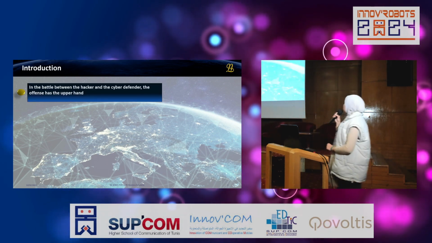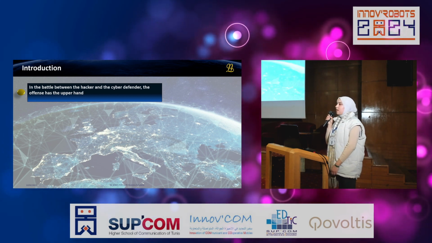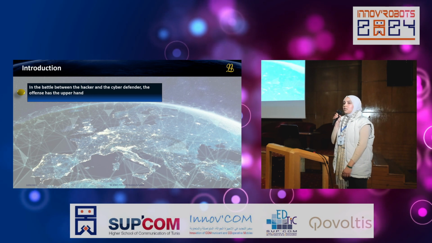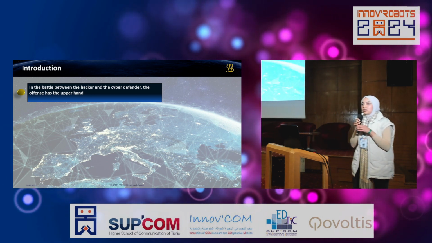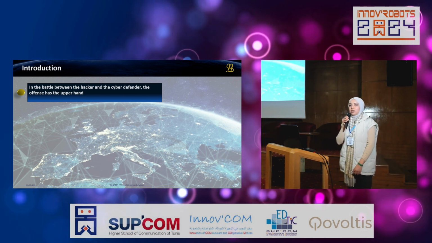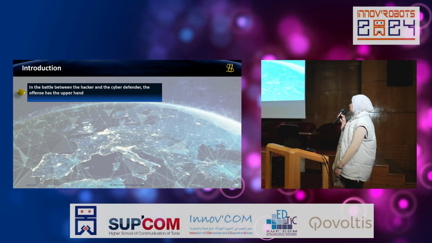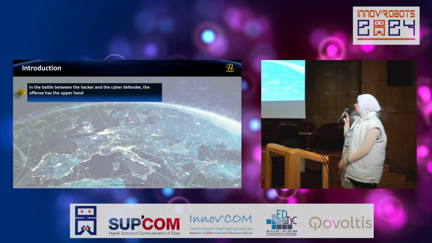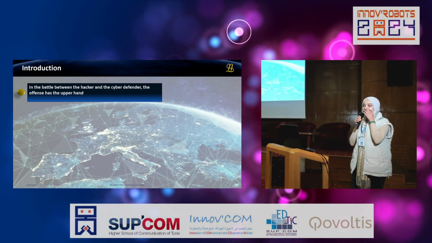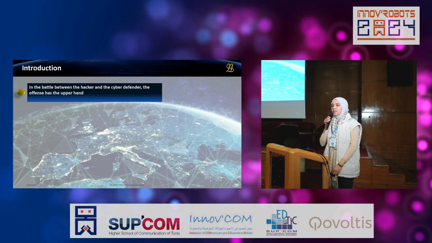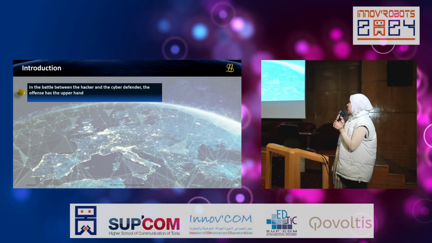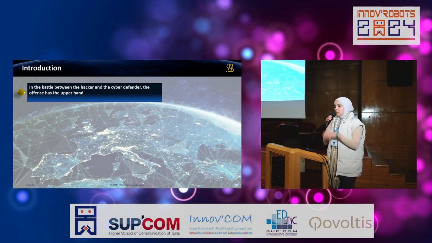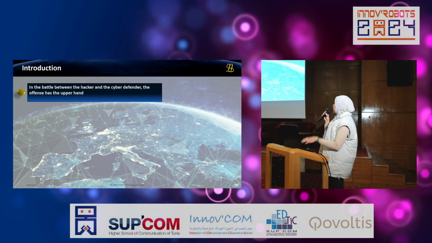First of all, in the battle between the hacker and the defender, the offense has the upper hand. In fact, attackers only need to exploit one vulnerability or weakness in the system, but on the other hand, defenders need to protect against several different potential attack vectors. Additionally, attackers can operate in anonymity, whereas defenders need to detect and identify these vulnerabilities. Also, attackers need to find innovative ways and update their techniques to exploit the vulnerabilities in the system, and the defenders also need to update their defenses.